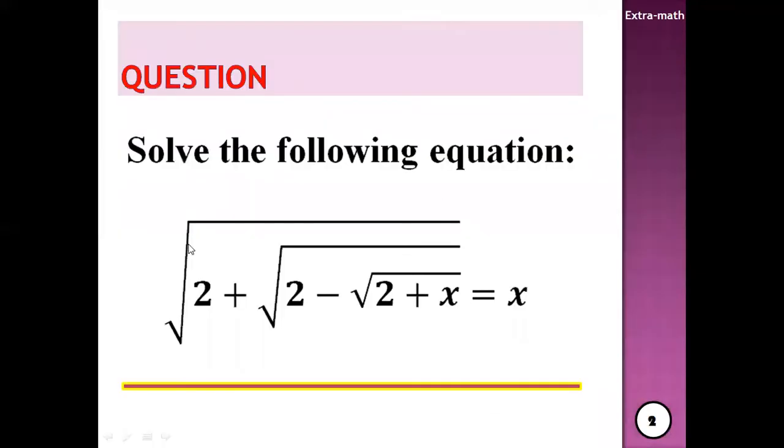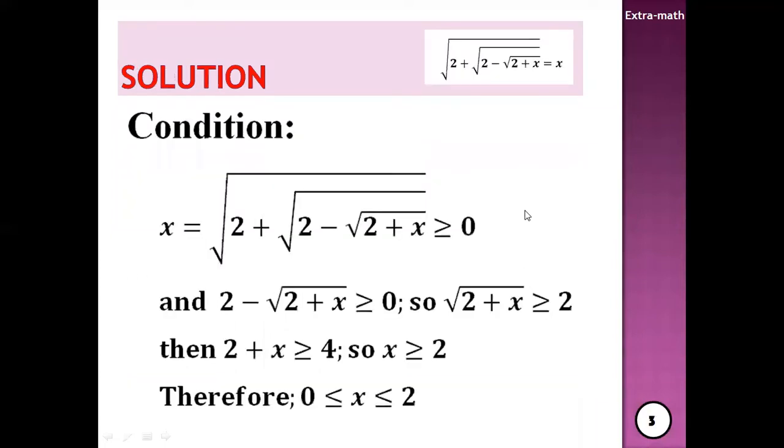In this video, we will solve the following equation. So let's start. First, let's find the condition for the values of x. We have here x is equal to square root of 2 plus etc., which is positive. So x is greater than or equal to 0 is the first condition.